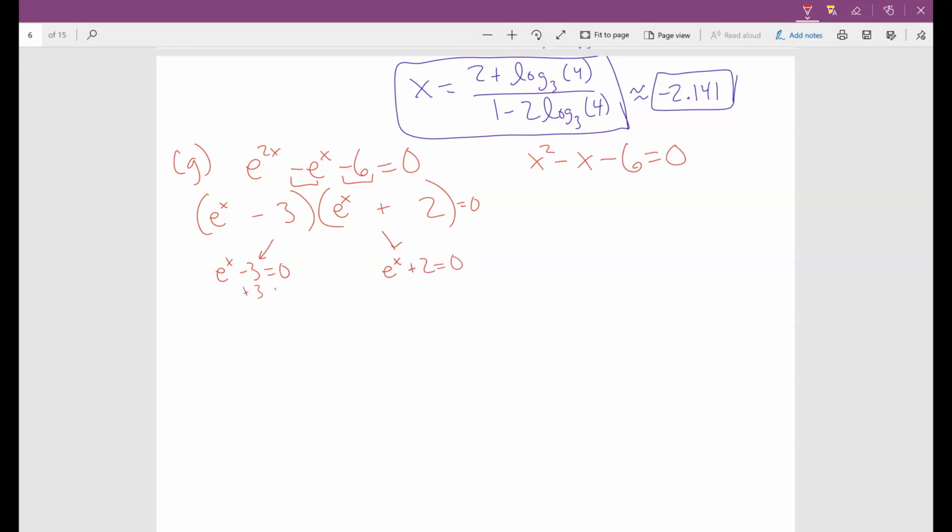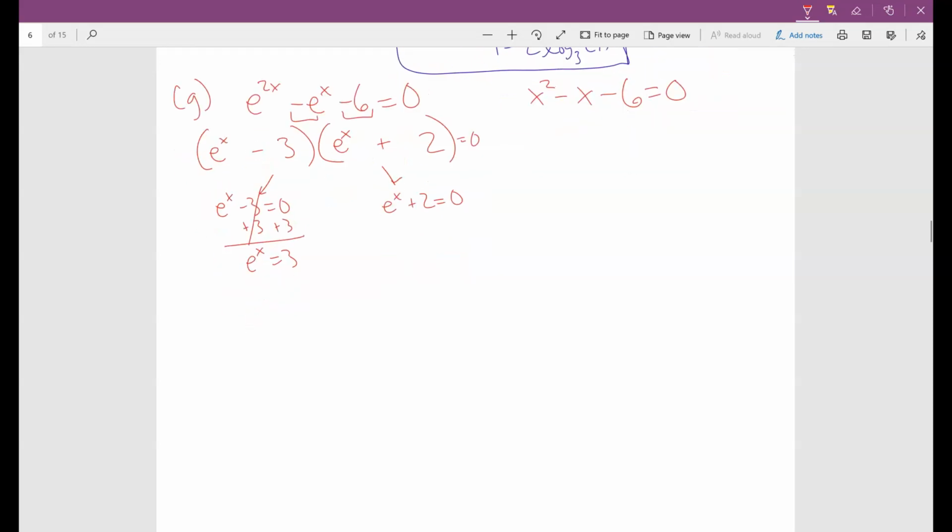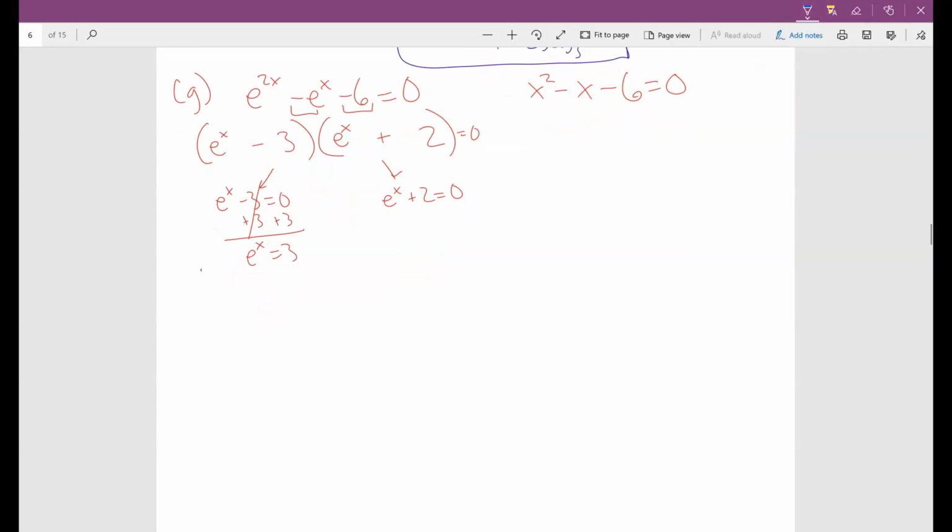I'm going to add the 3 here. So you get e to the x equals 3. We're going to take the natural log to both sides. And then this will cancel out. So all I'm left with is x is equal to ln of 3. So this is basically the exact answer. This guy, e to the x equals negative 2. Oh, notice how you have a negative 2, so it's probably going to be no solution. So when I apply a natural log to both sides, x equals natural log of negative 2, this is going to be no solution. So this guy doesn't give me a solution at all.